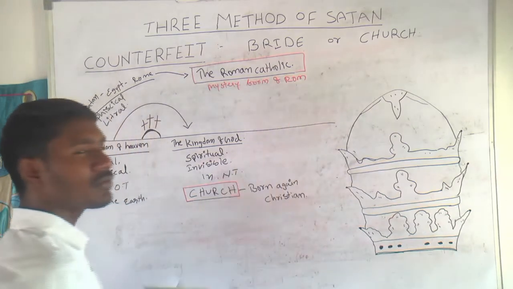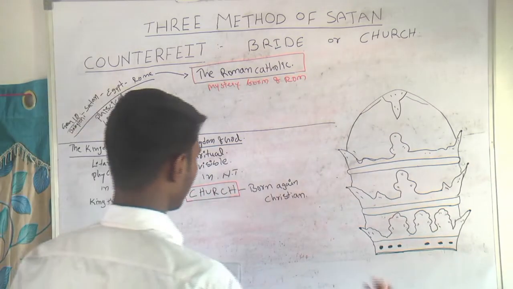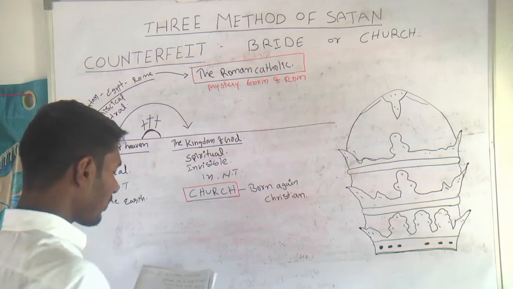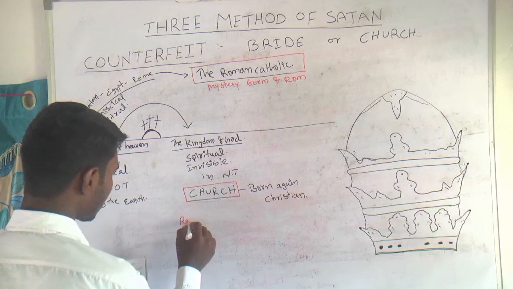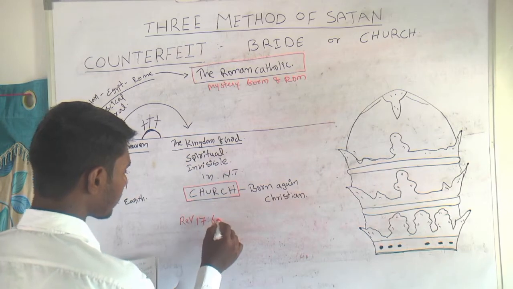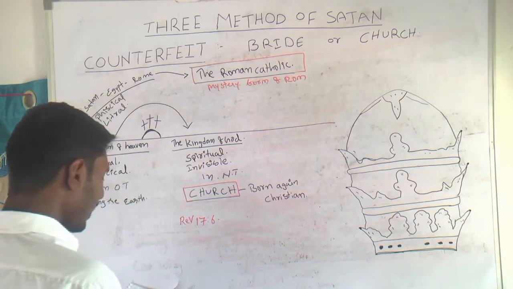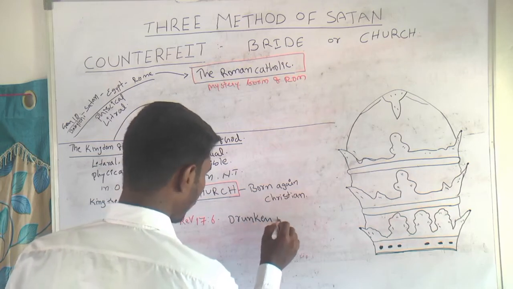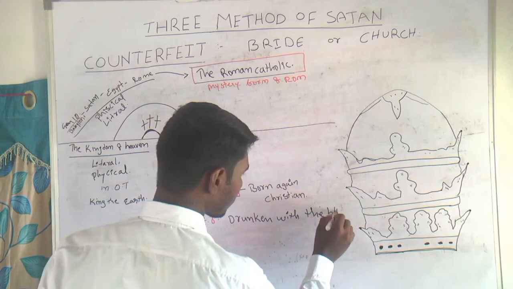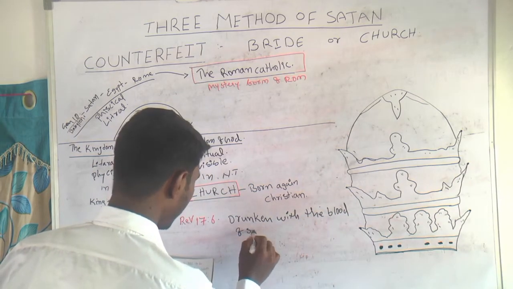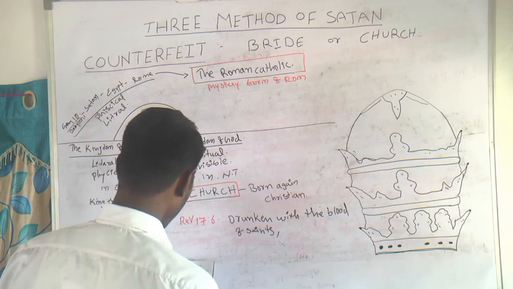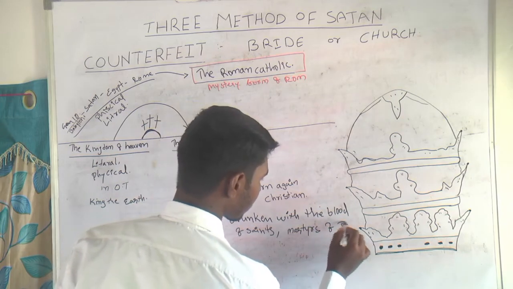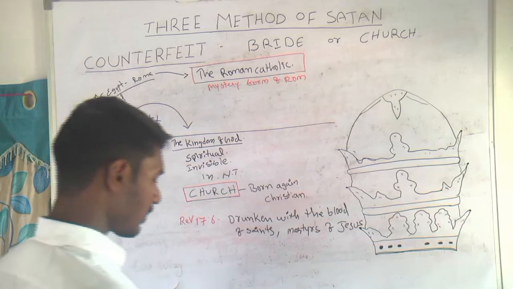So how the Roman Catholic Church belongs to Satan, I will tell. We are going to discuss that. But before that, please make sure of these references and keep them in your mind. Revelation chapter 17 verse 6 says that the woman is drunken with the blood of the saints, drunken with the blood of the martyrs of Jesus.